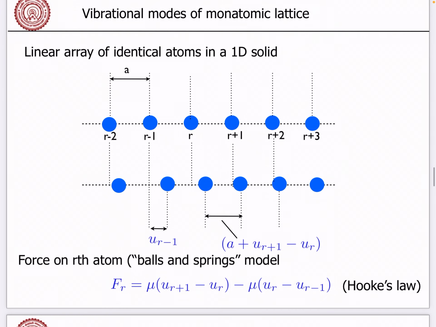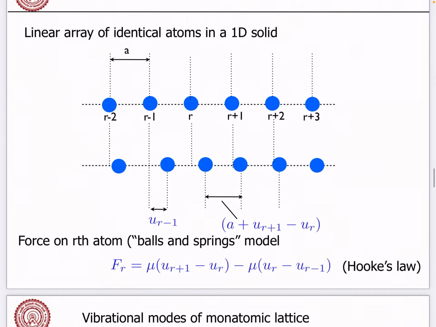these atoms as rth, r plus 1th, r plus 2th, etc. atoms towards the right side of this rth atom, and on the left side, these are r minus 1, r minus 2, etc. And then in the figure below, I show the displacement from the equilibrium position. As you understand, these are connected by these springs. Therefore, we consider that, let's say, the displacement of the rth atom is towards the right, and the displacement of the r minus 1th atom is towards the right. That's what we are considering.